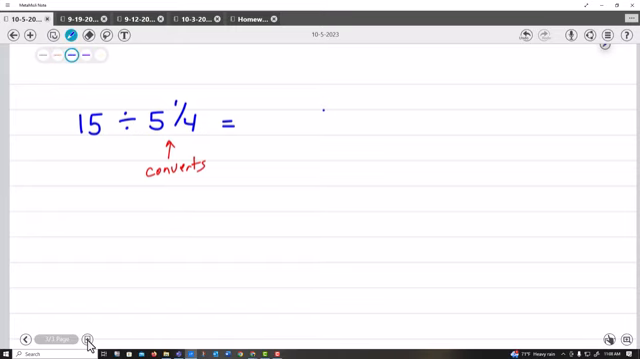Okay, so I still have my 15 divided by, I'm going to convert this into the improper fraction, which is 4 times 5 is 20. 20 plus 1 is 21 over 4. And you can write 15 as 15 over 1, right? Well, what's the rule when you divide fractions? You multiply and flip the second fraction. Okay, so you multiply and flip that second fraction.